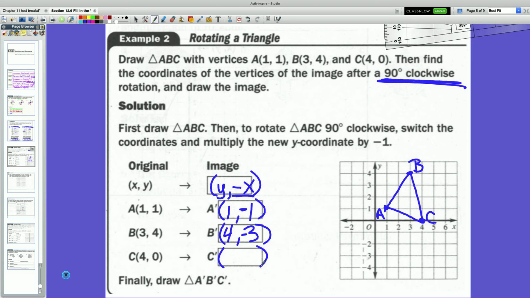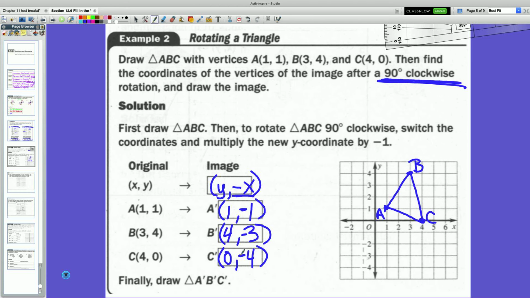Okay, C prime, flip-flop, so 0, 4. Change the sign of the second one, so negative 4. And that's how I do it. That's how I teach it in geometry. That's how I still do it. So flip it first, then worry about changing the sign.